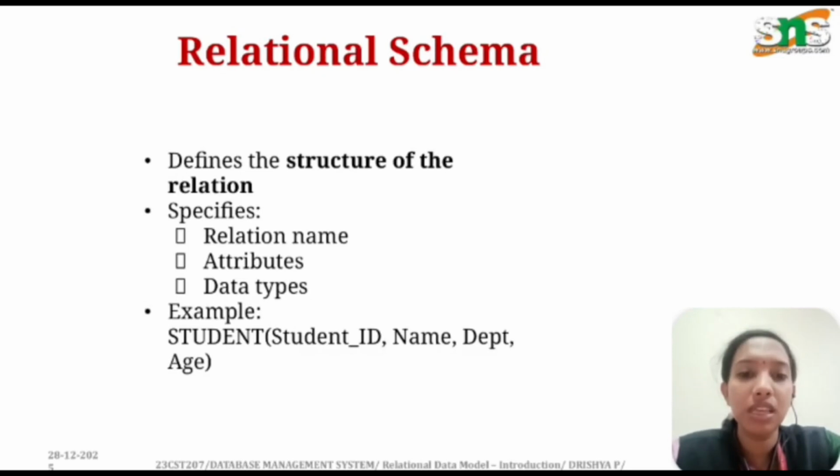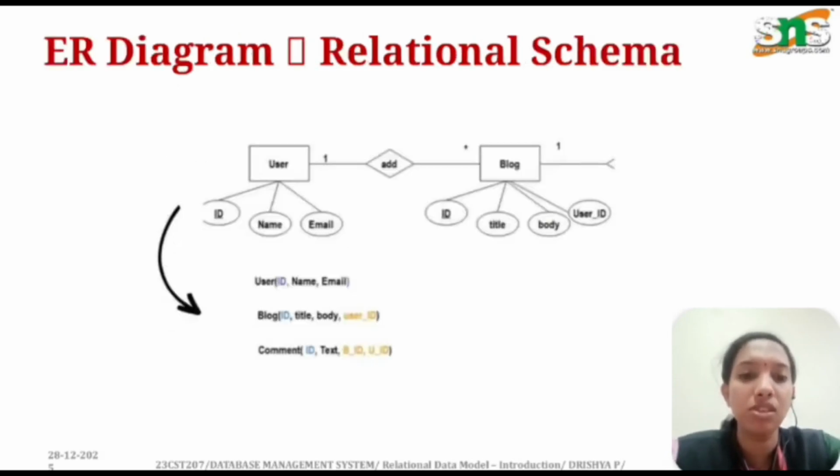Then the relational schema, which is the definition of a table. It defines the structure of the relation; the relation name, attributes, and data types are included in a relational schema. Suppose Student(StudentID, Name, Department, Age): Student is the table name, and these are the attributes.